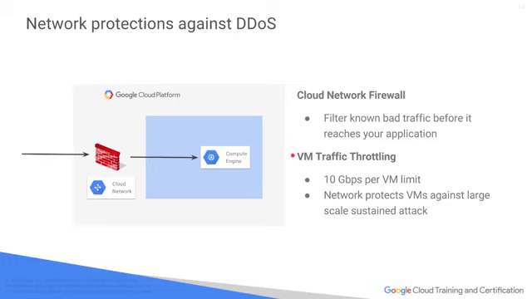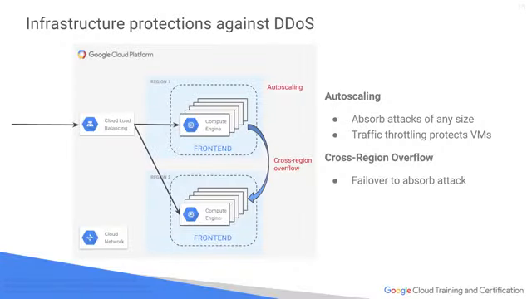We also have VM traffic throttling. We only allow about 10 gigs of throughput per VM for ingress. You can do up to 16 gigs worth of throughput from a VM, but there are also built-in protections. The Google network protects VMs against large-scale and sustained attack. So that is something of benefit. The real tricky one is the gradual increase of connections and bandwidth, etc., because that could simply be natural traffic.